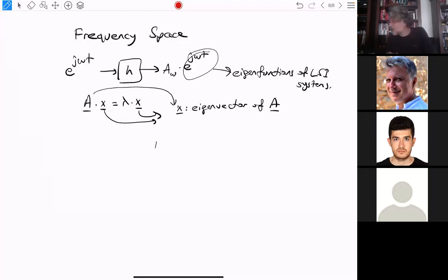And then we continue with the definition of a signal. We extend this from here to here. We say, let's try to write everything in terms of e to the j omega t for different omega. So it is omega from, let's say, minus infinity to infinity.